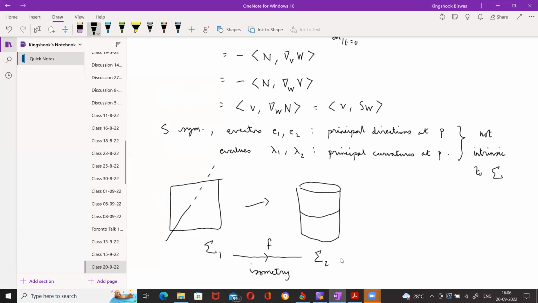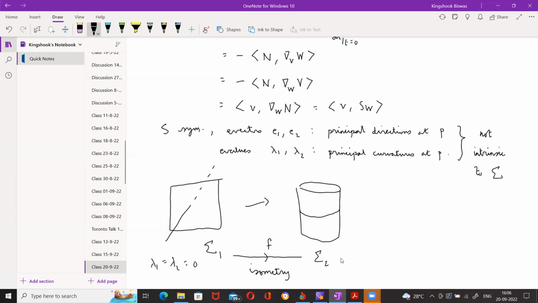I can isometrically map a plane to a cylinder. It's not an isometry of the ambient space R3 to R3. It's just an isometry of the surface to the surface, which means a map which preserves lengths of curves. Yeah, this I can do. Now here the principal curvatures are 0, so lambda 1 and lambda 2 are 0.